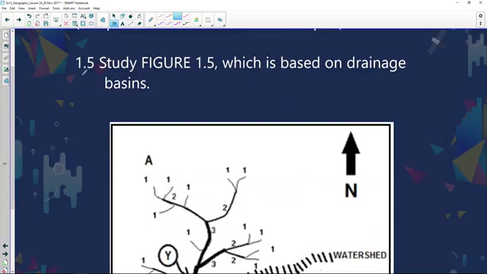Welcome back after the break, and let's continue with our next question in our question paper, and that's question 1.5. Study the figure 1.5 that shows us drainage basins.